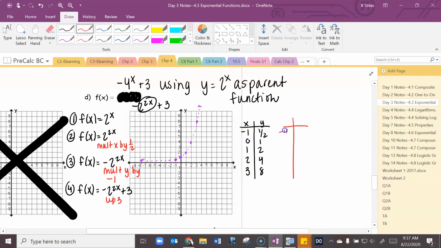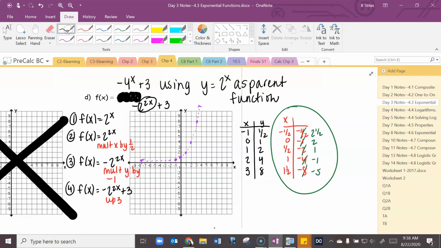And for me, I'm going to actually write it out. Okay, I've multiplied x by 1/2. I am multiplying y by -1. So now I'm going to multiply all my y's by -1. And then I'm taking all of those and I'm going up 3. All right, so these guys are all going up 3. So that's going to be up 3, that's 2.5, up 3, that's 2, up 3, that's 1, up 3, that's -1, up 3, that's -5. So this is now my new function that I'm going to graph.